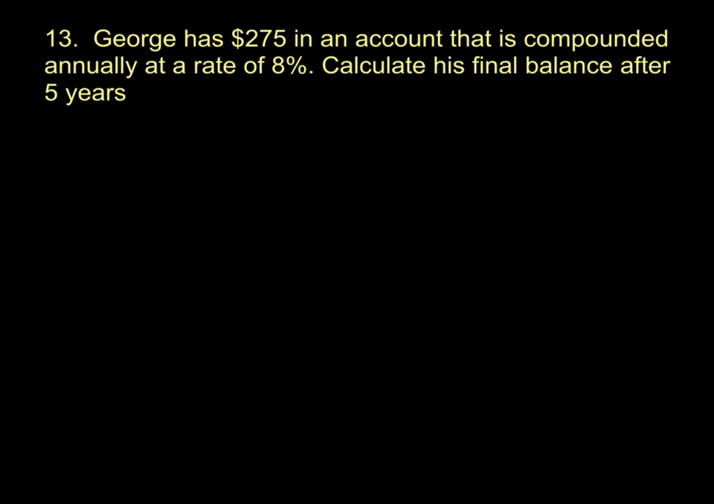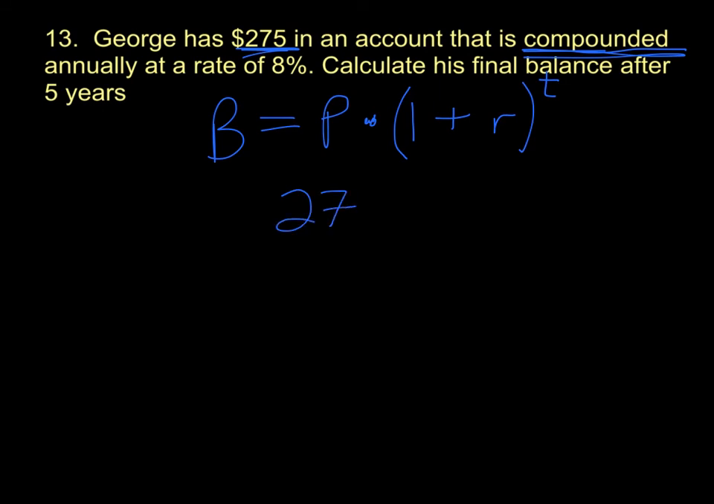Question 13 asks you, George has $275 in an account that is compounded annually at a rate of 8%. Calculate the final balance after 5 years. The formula for compound interest is the balance equals the principal times 1 plus the interest rate to the power of T, time in years. So he starts with $275. You multiply that by 1 plus the interest rate. Remember to write it over 100 because it's a percent.